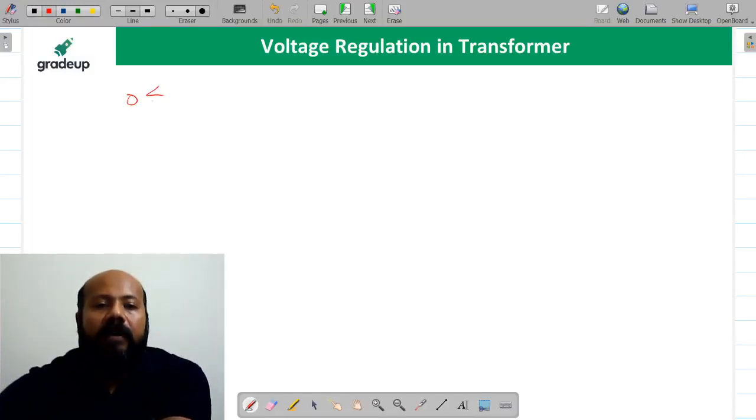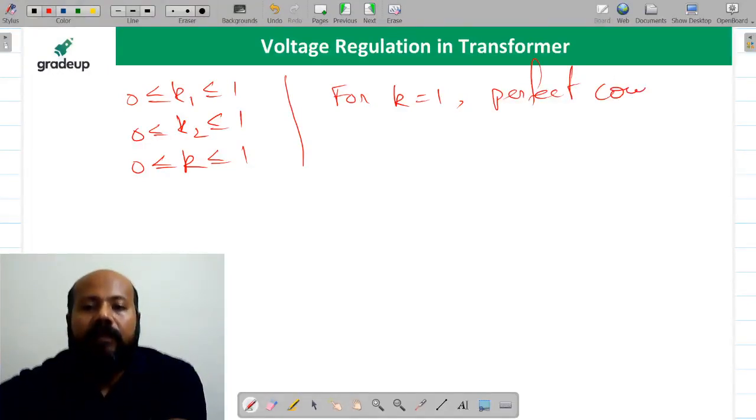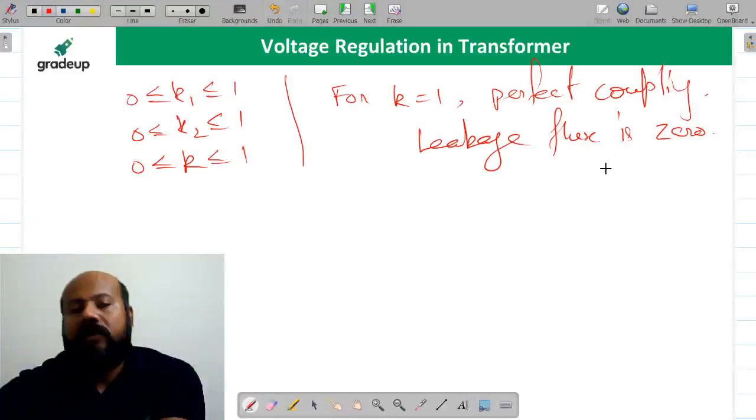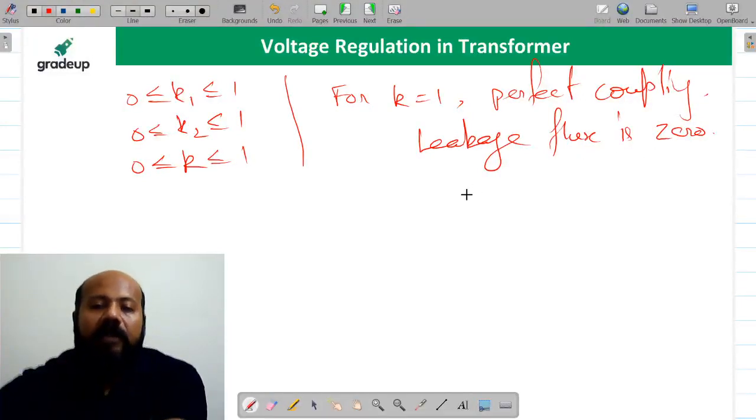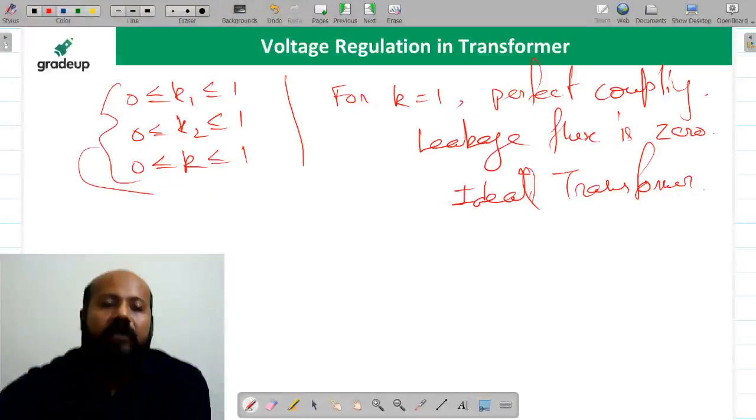In general, the values for a practical transformer are going to be something like this. So the coefficient of coupling is going to lie between 0 and 1, and for K equal to 1, it means perfect coupling. The leakage flux is going to be 0. If the leakage flux is 0, it means it is going to be the ideal transformer. And this is for the practical transformer.